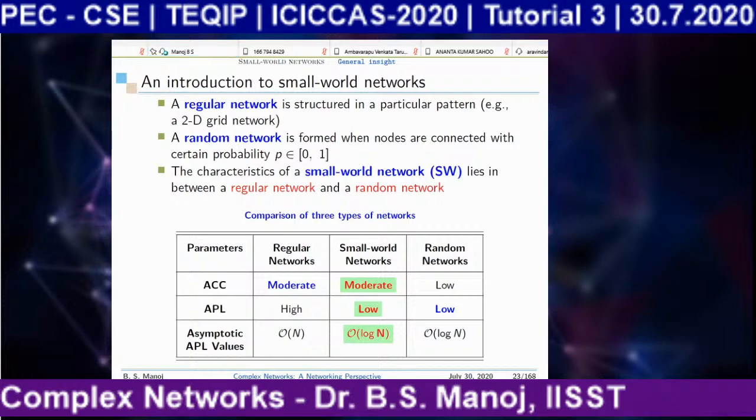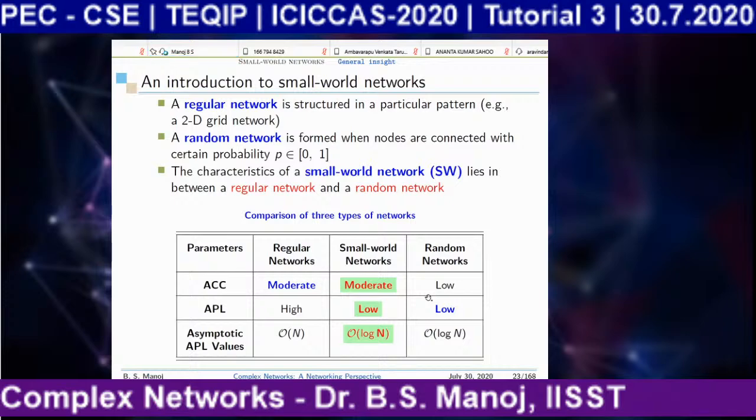So you find that average clustering coefficient is low. Why this average clustering coefficient is low is because you are connected randomly to a faraway node, or your neighbors are also randomly connected to faraway nodes. So your neighborhood does not have connectivity among themselves. So the random networks have low average clustering coefficient. So neighborhood is not robust in case of a random network. But good thing is the average path length is low.